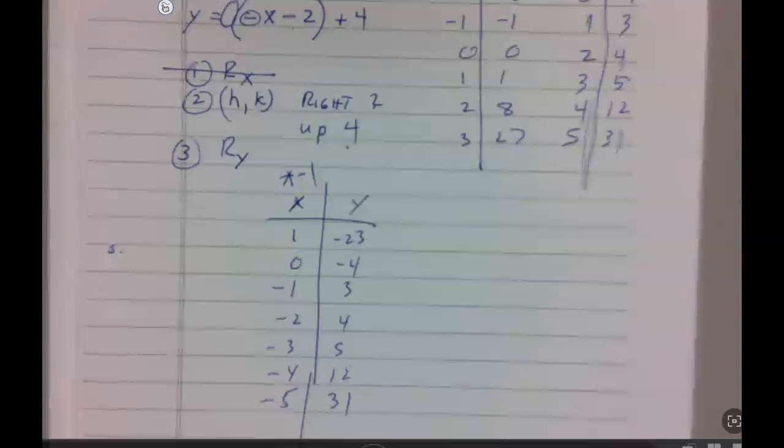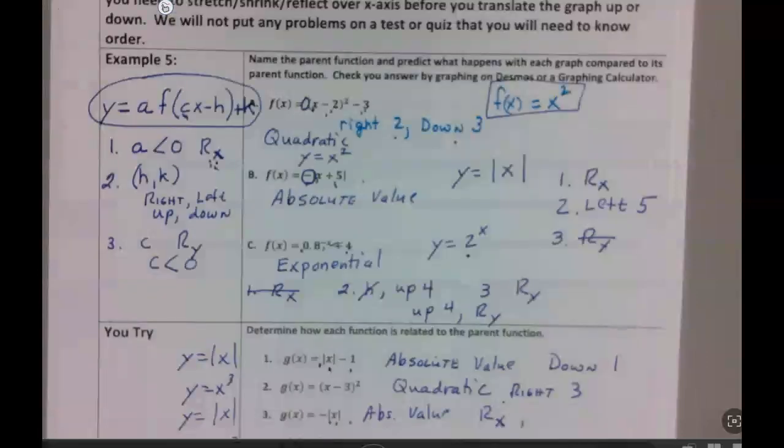And you have to do it that way. It has to go A in front, then H and K, then the C in front of the X. You have to do it in that order. Does that help now? Okay, because these here are easy.